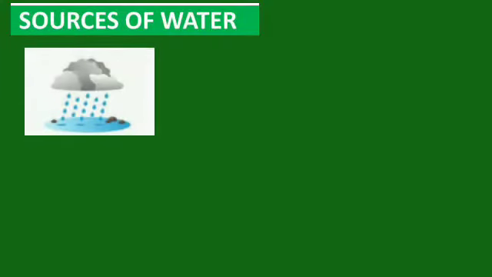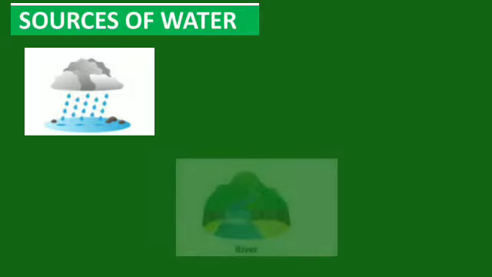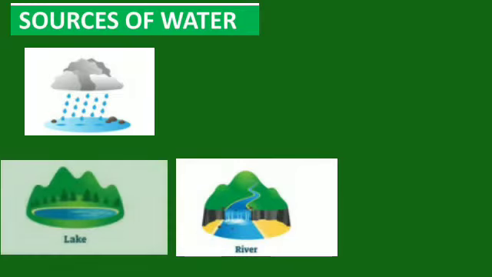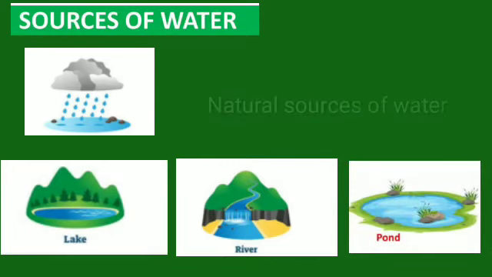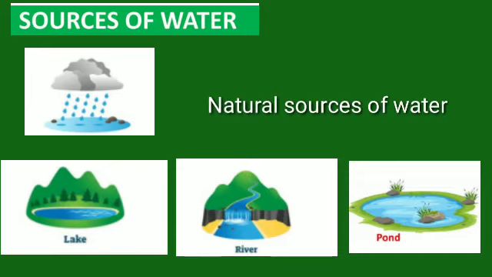Next is sources of water. So what do you mean by sources of water? That means from where do we get water? Like in food, from where do we get food? We get from plants and animals. Similarly, from where do we get water? We get water from rain, and the rainwater fills the lakes, the rivers, the ponds. Fine? And these are called natural sources of water, right? These are from nature, like rain, lake, river. Fine.